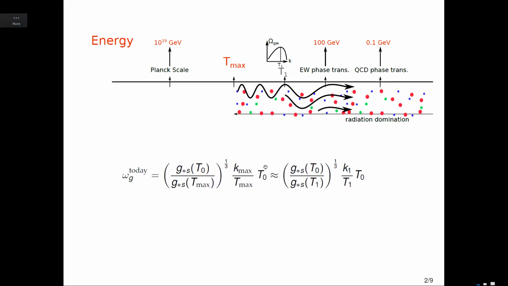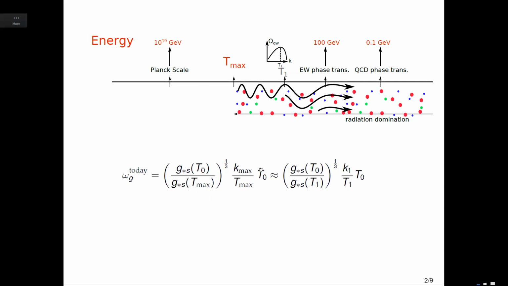Okay, so I already argued that Kmax over Tmax and K1 over T1 is on the order of 1, because the gravitational waves are coming from thermal fluctuations. The G star functions evaluated today and at the temperature T1 or Tmax, when you take the third root, this is also on the order of 1. So the frequency today is basically determined by the temperature today.